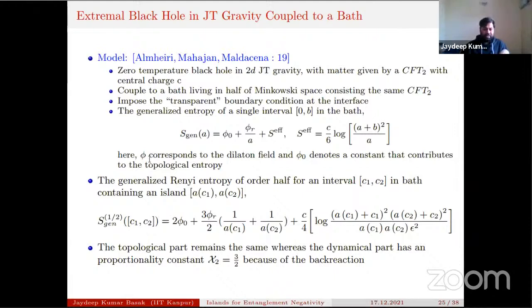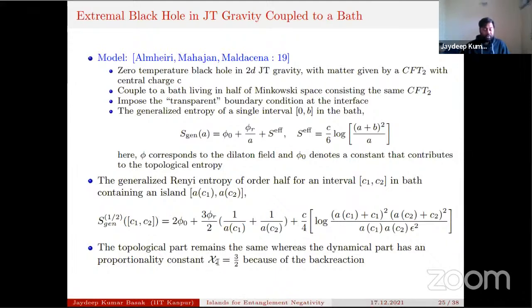where phi is the corresponding dilaton field, and phi naught denotes a constant which contributes to the topological entropy. Now here we consider an interval C1, C2 in the bath, and also we have corresponding islands AC1 and AC2. In that case, we try to write the generalized Renyi entropy of order half, which can be written in this specific manner, where we see that we have multiplied this chi2 term, which is 3 by 2.